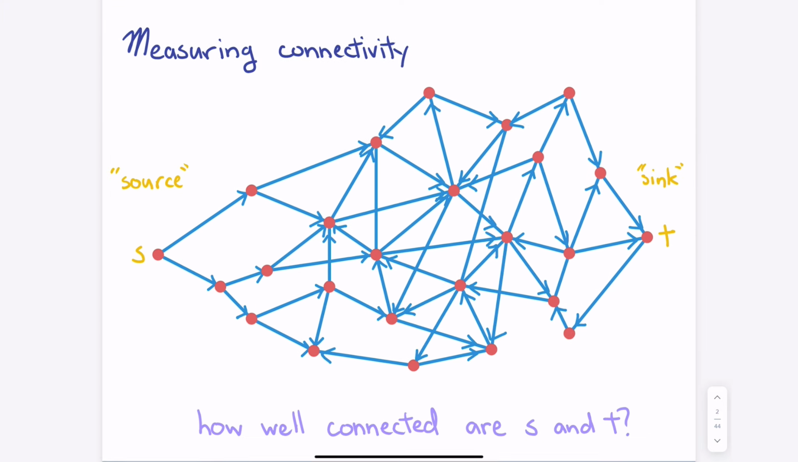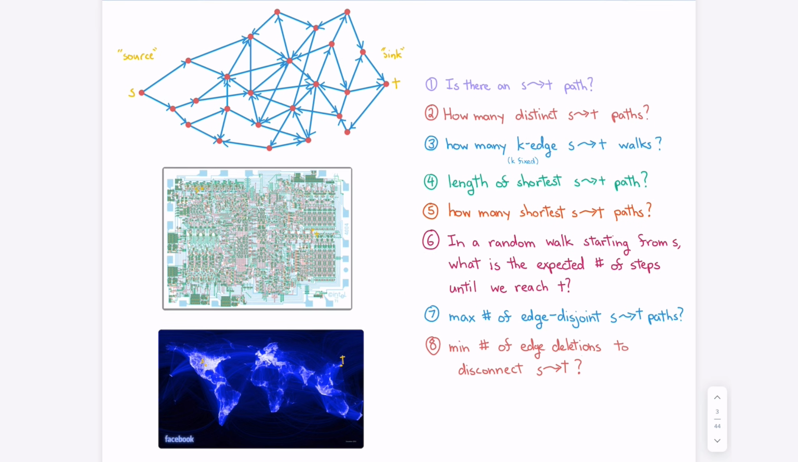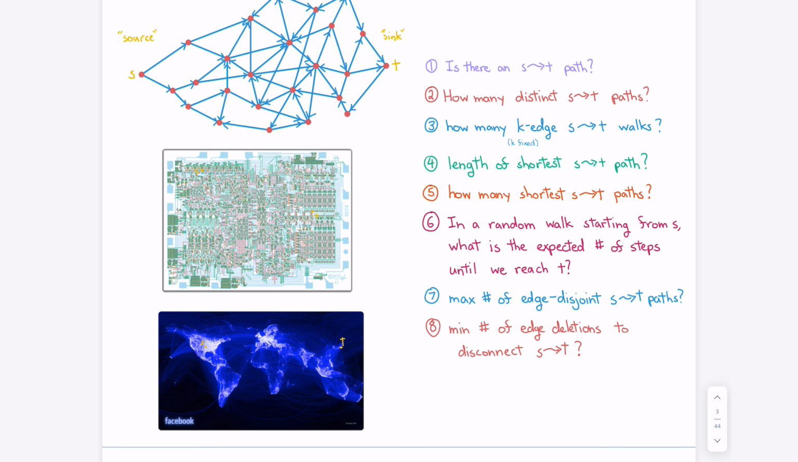All right, so today we're talking about network flow. This is an extension of a problem we discussed last time. So the high level question we were discussing last time is just a general kind of graph question: how well connected are S and T? That's the high level version of the question. And there are many different ways to ask this question and a lot of different applications.